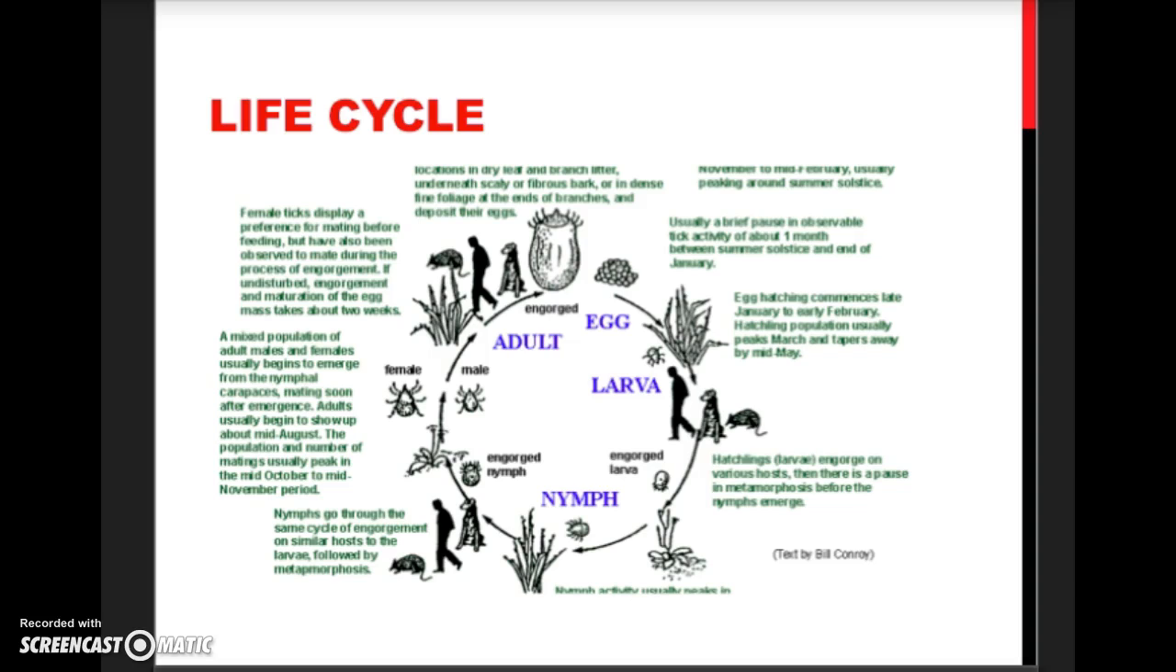The transmission cycle is through contaminated media, direct, because it basically lays eggs in dry leaves and branch litter, which is where its habitat is found. And then this process is just repeated over and over again.